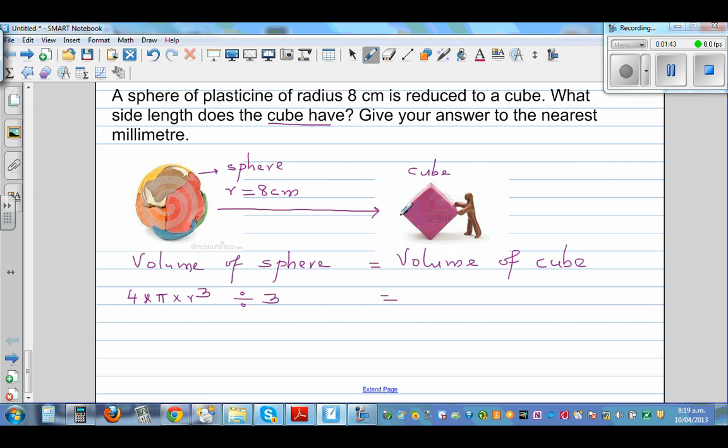And the length, let's call this L. So the volume of a cube would be L cubed, L times L times L. The volume of a sphere is equal to the volume of the cube. I've just written the formula, so now we can substitute the values. So 4 times pi times 8 cubed divided by 3 is equal to L cubed.